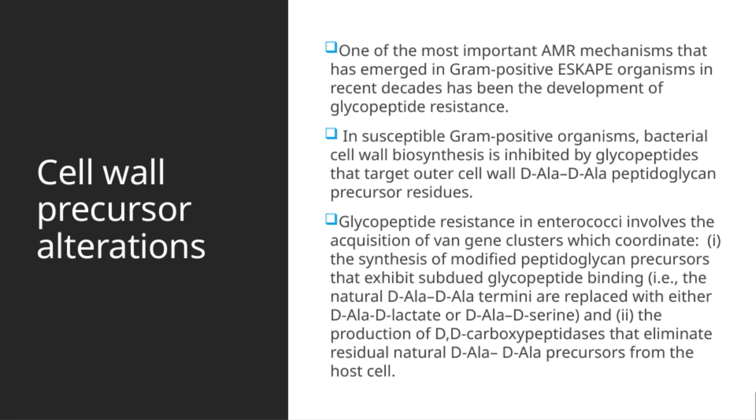affinity of glycopeptides. Second, the bacteria produce enzymes called decarboxypeptidases. These enzymes help by removing residual natural D-Ala-D-Ala precursors from the cell wall, further decreasing the effectiveness of the antibiotics. Essentially, these modifications in the cell wall precursors are a clever way for bacteria to evade glycopeptide action, making resistance a major challenge in treatment.